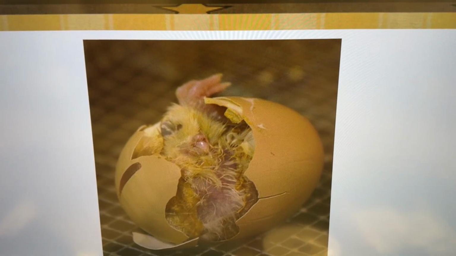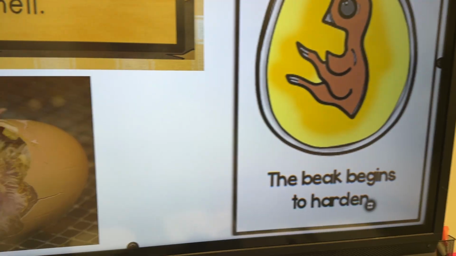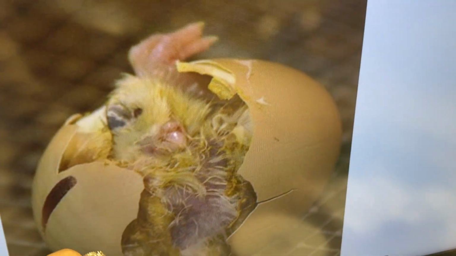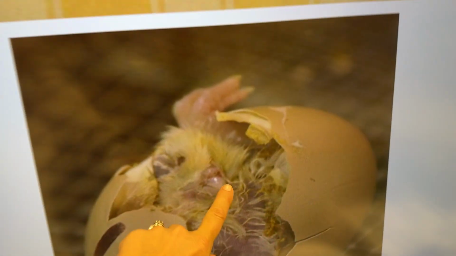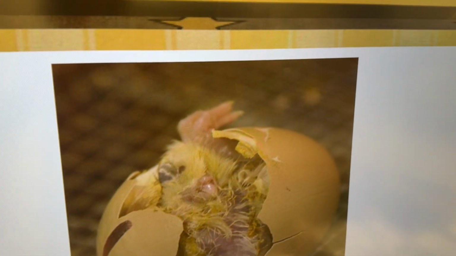So that's what I want you to think about today, because on day 10, the beak begins to harden, and we're getting ready to see this process of them hatching. We've talked a lot about pipping and zipping. Pipping and zipping is when they take that egg tooth and they start using it like a hammer to knock a little hole in the shell, right? And then they make a little hole right next to that one, and they unzip the egg. That's why it's called pipping and zipping.